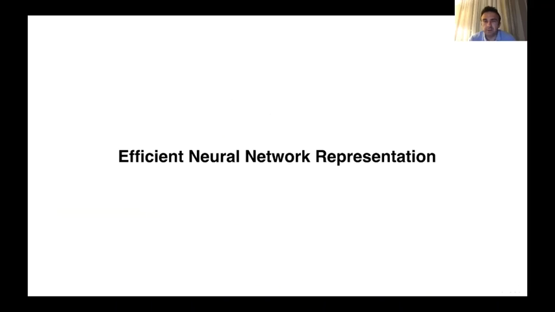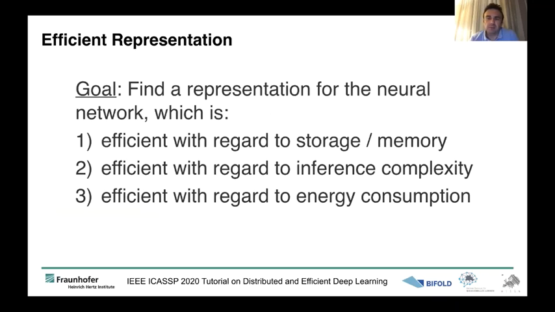Okay, so this was one part. Let's move to the last part of my presentation. So once we have encoded our network, the question is how to efficiently represent these networks. It would be good to find a representation for the neural network which is efficient with regard to storage and memory, which is efficient with regard to inference complexity, for example, scalar products, and also with regard to energy consumption.